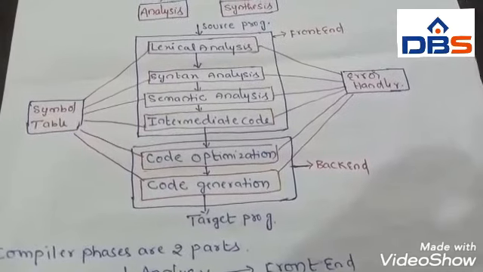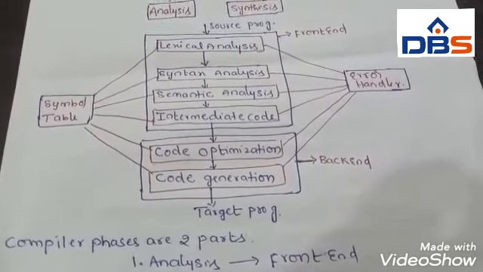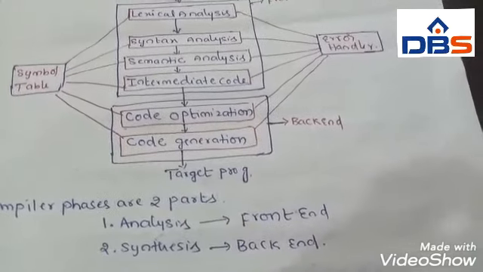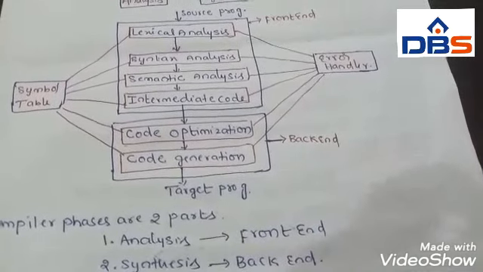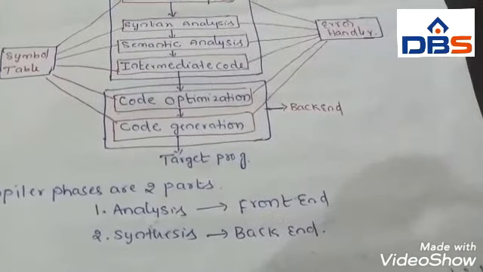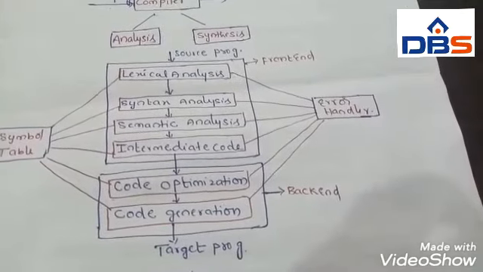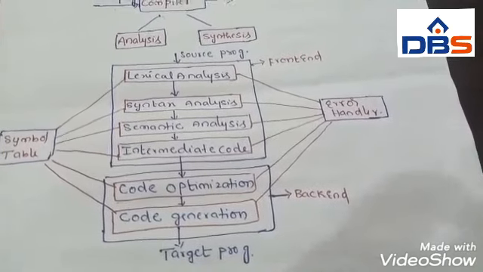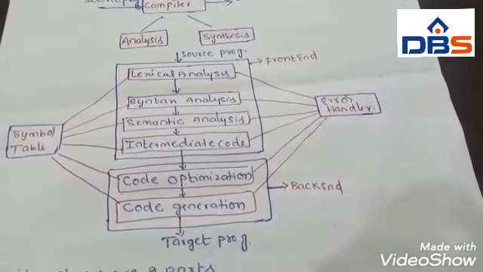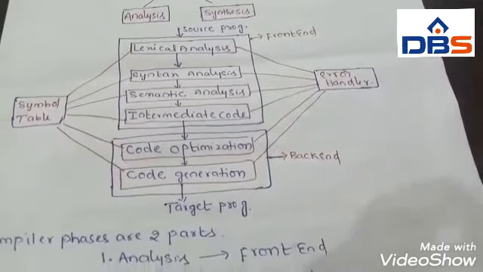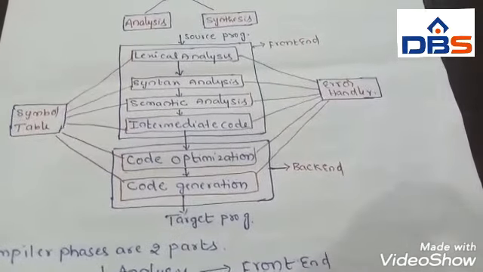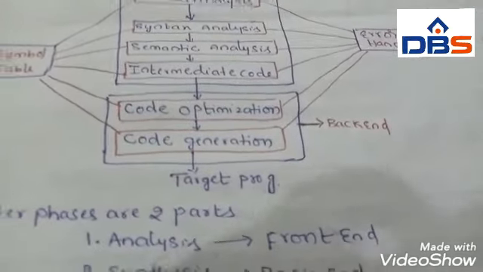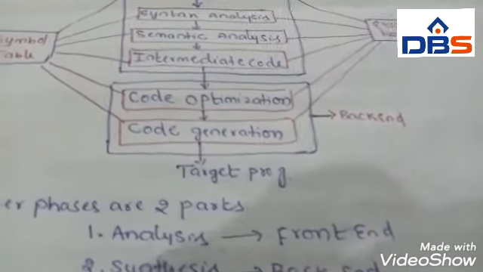We can divide these phases into two parts. The first is the analysis part, the second is the synthesis part. We can say that the analysis part is the front end and the synthesis part is the back end. The front end has 4 phases: lexical analysis, syntax analysis, semantic analysis, and intermediate code generation. These 4 phases we call the analysis part or front end part, whereas the next 2 phases, code optimization and code generation, we call the synthesis part or back end part.